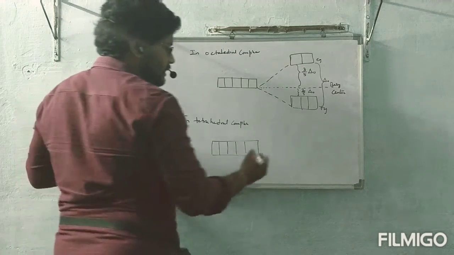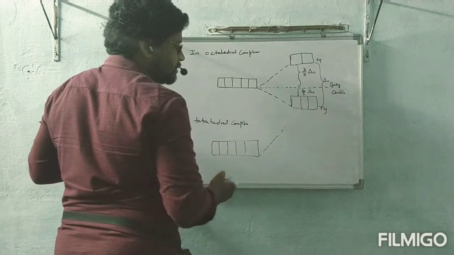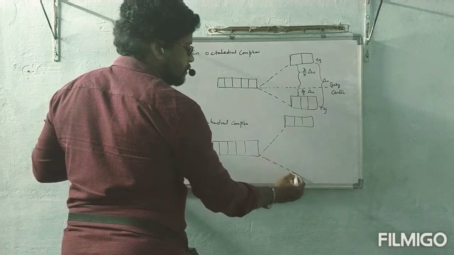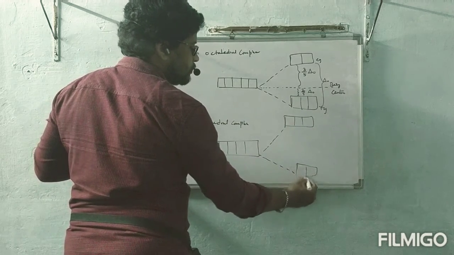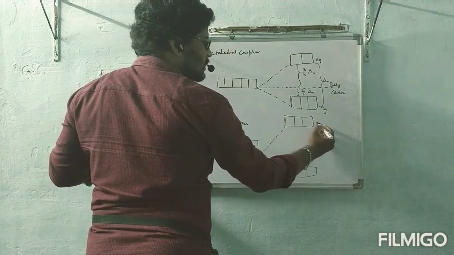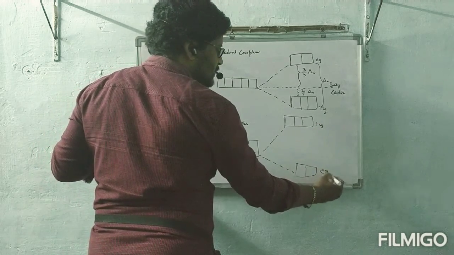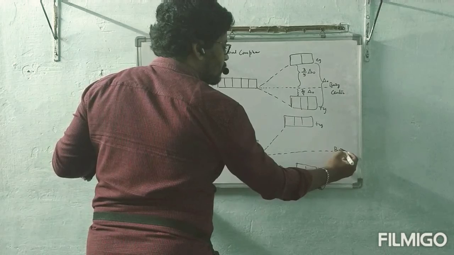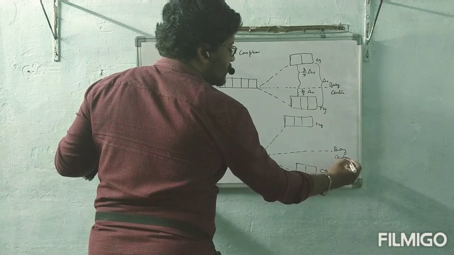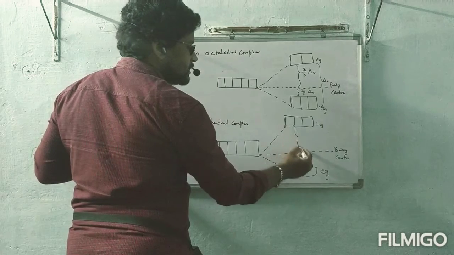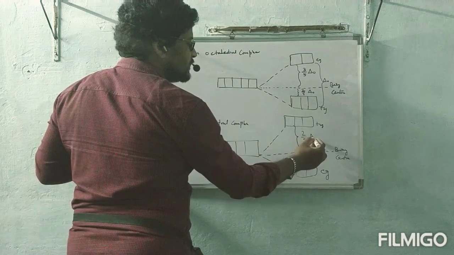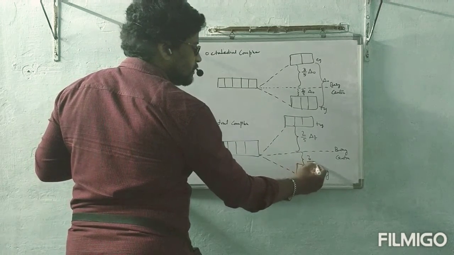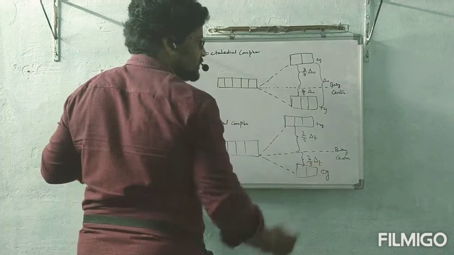Coming to the tetrahedral complex, ligands will approach in between the axes. So 3 d orbitals are above and 2 d orbitals are below. This is the T2g set, this is the eg set, and this is the barycenter. This is 2/5 of delta T in the tetrahedral complex, and this is 3/5 of delta T. Just opposite.